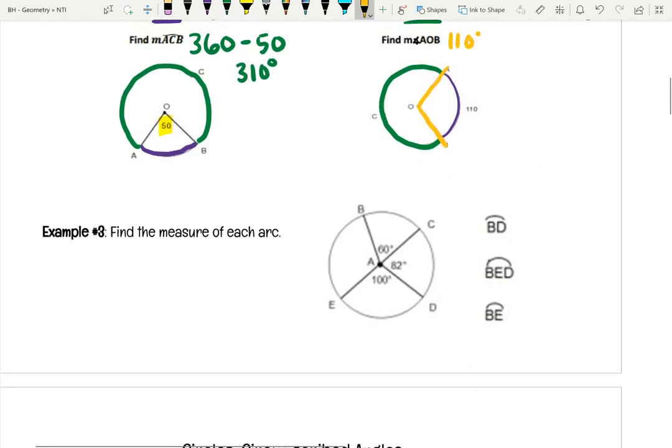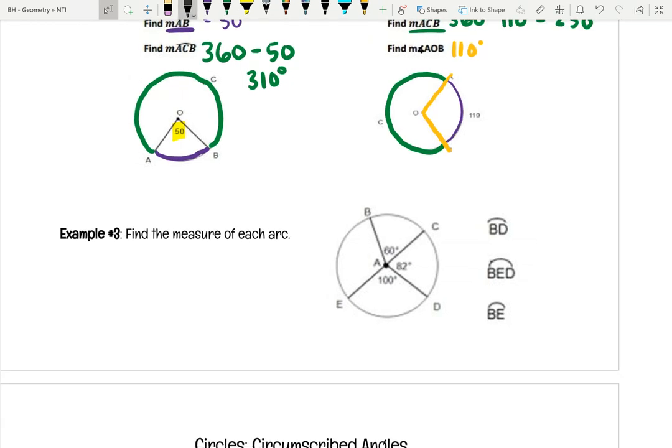Example 3. Okay, this one looks a little bit more complicated. If you want to draw this, it's a little bit hard to see, so I'll rewrite over it. This is 60 degrees, 82 degrees, and 100 degrees. So we're going to find 3 different arc measures here.